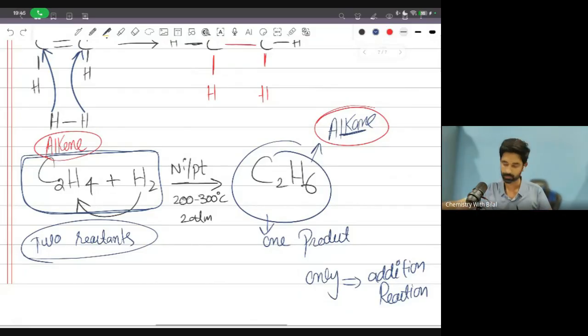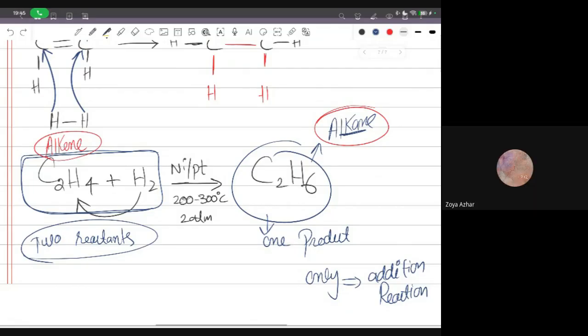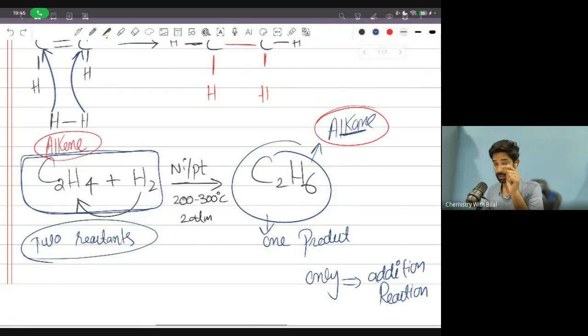Iman, शाबाश। Yes, Zoya. Why this reaction is addition? Because only one product is formed. Yes, excellent. But आपने बताना है 2 reactants reacts to form 1 product only. Whenever there is 1 product, it is always an addition reaction. Iman, make sense? Yes.